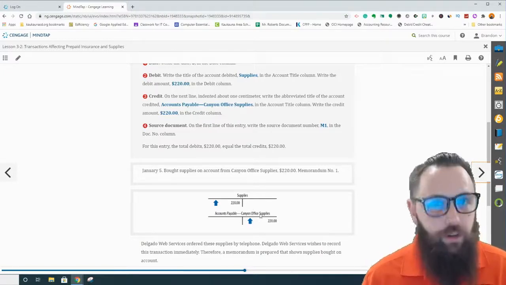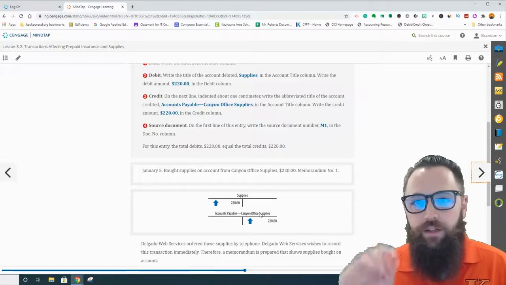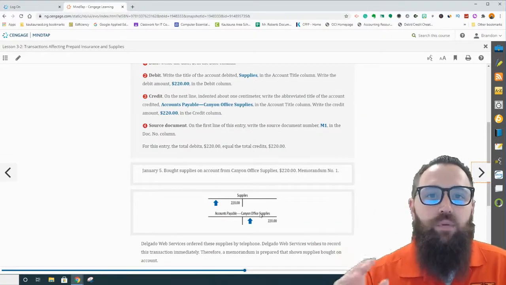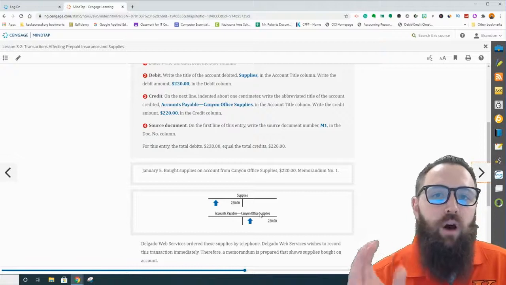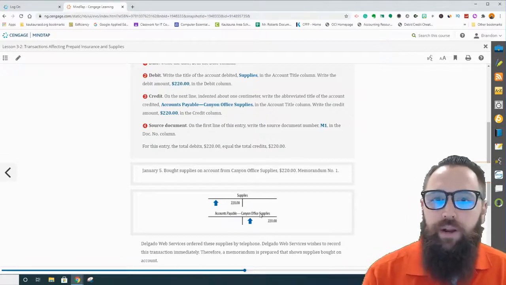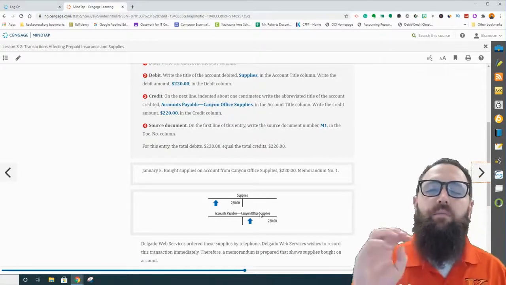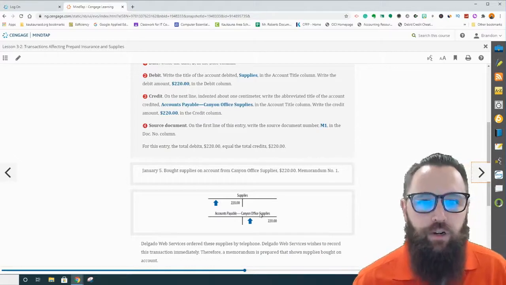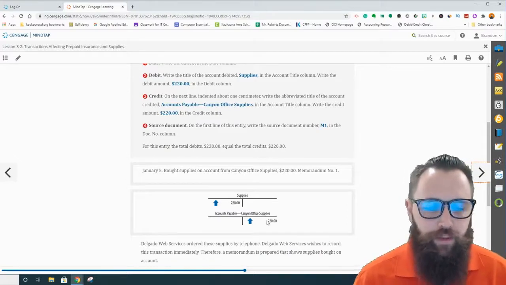Accounts payable will increase because accounts payable is the account where we're tracking how much we owe somebody else. Do we now owe somebody else more money or less? We owe them more. So that liability, we increase on the credit side.